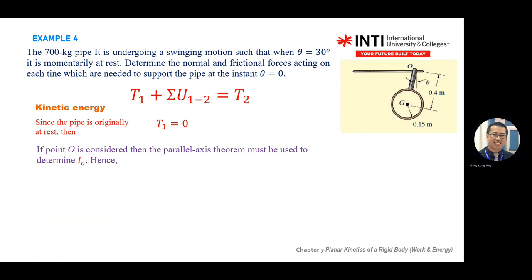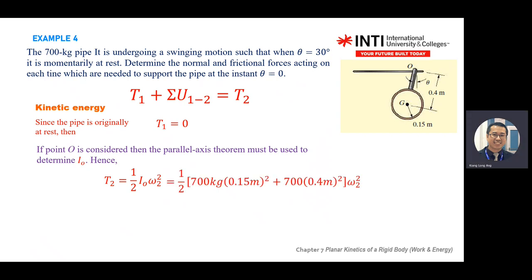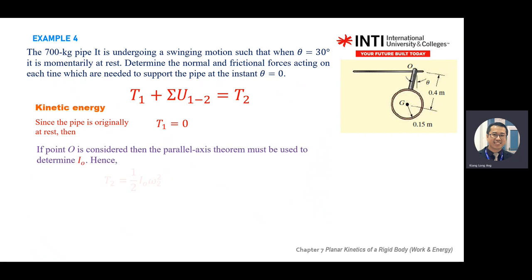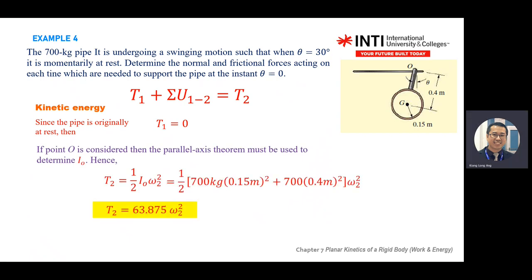We start from O. If you start from O, T2 equal to half IO omega squared, still the same, but now you're referring to point O. So point O, what is IO? IO equal to M D squared plus M R squared. Okay, so why do you have these two? Because you have two objects here. One is the ring, one is the distance here. One is from G, one is from this point. So you need to be careful in how you find the equation. So you still get the same answer for T2.